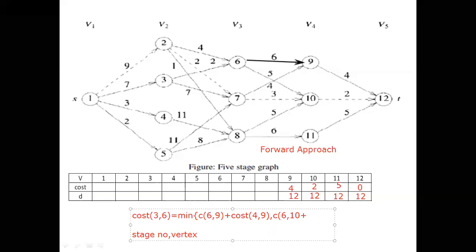plus, you have to close this one, plus cost of, from the 10. The cost we already calculated here, but for writing the cost function we have the standard formula. For the cost we first have to write the stage number comma 10.